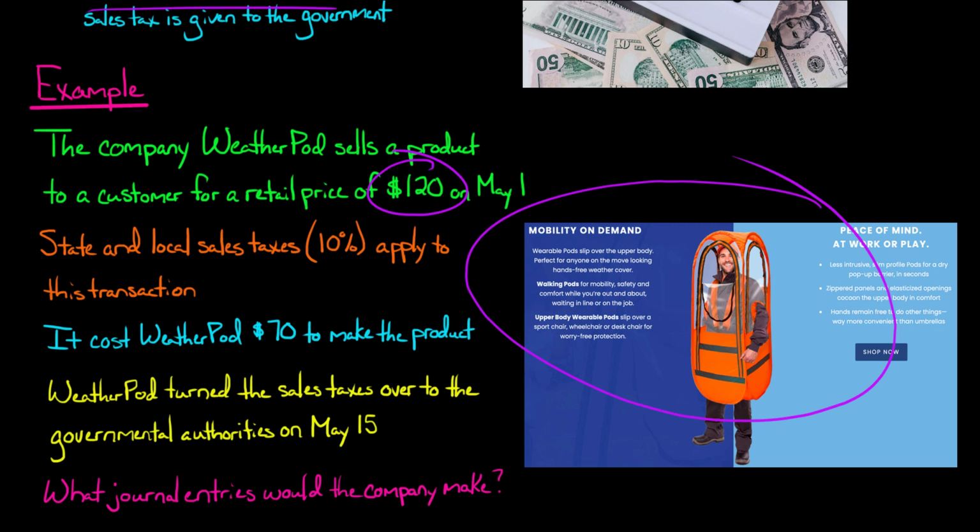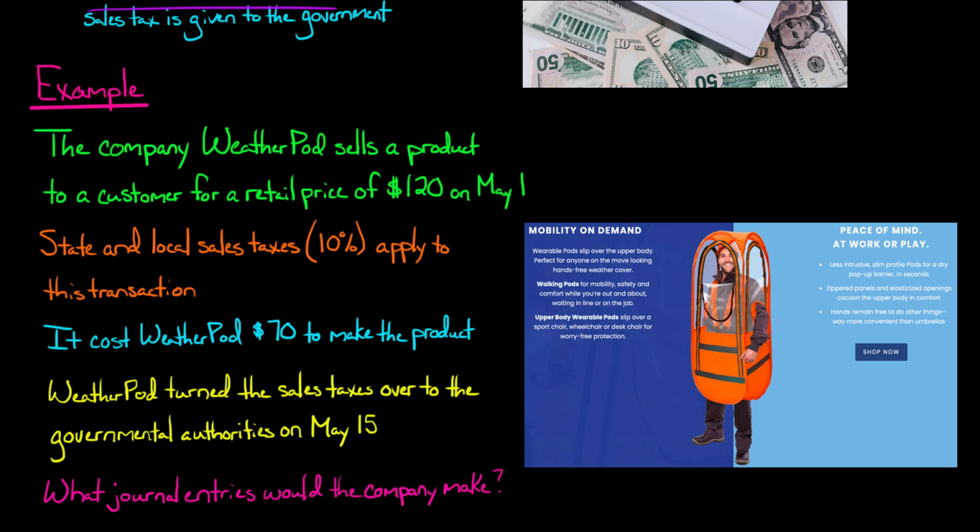In any event, a customer pays $120 before sales taxes are applied, and let's just assume that there's state and local sales taxes of 10% that apply to the transaction. So actually what the customer is going to pay is the $120 price plus 10% of state and local sales taxes, which would be an additional $12. So basically the customer is going to pay $132 in total, but we will get to that.